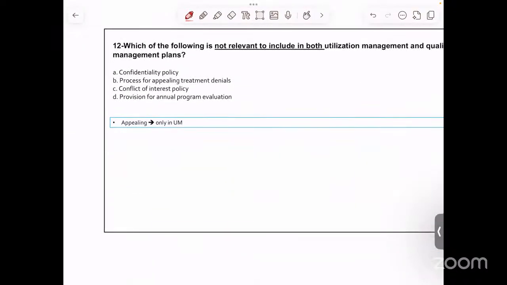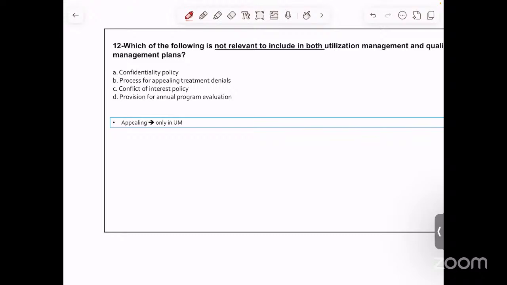Number 12: which of the following is not relevant to include in both utilization management and quality management plans? What's your answer? A, confidentiality policy. B, process for appealing treatment denial. C, conflict of interest policy. D, the provision for annual program evaluation. What's your answer, Radha?